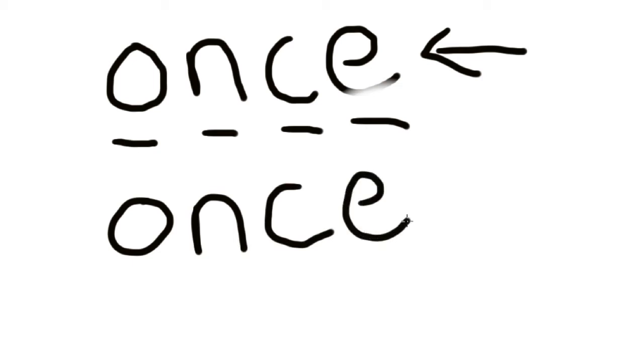O-N-C-E. Okay, so we've got an O-N-C-E. All right, so I'll do that one more time, shall I? Good. O-N-C-E, and that's once. Okay. Now, like we did before, try to erase it and then close your eyes and visualise those letters.